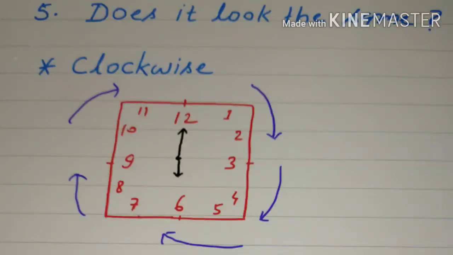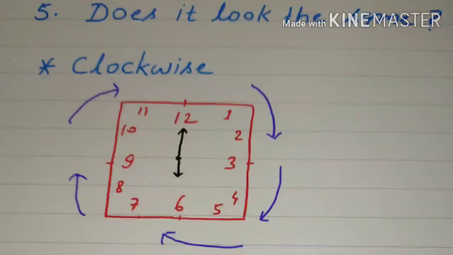First of all, know about the clockwise turn. If a picture turns in the direction of a clock, then it is called clockwise turn. Like from 1, 2, 3, 4, 5, 6, 7, 8, 9, 10, 11, 12. This is known as the direction of the clock. So we can say this is clockwise direction.